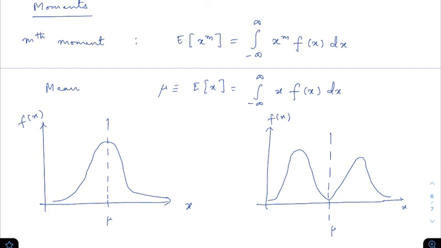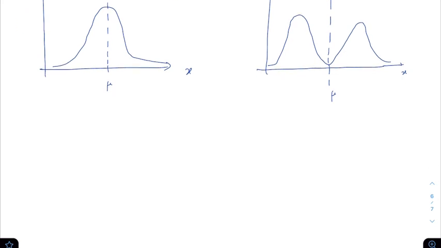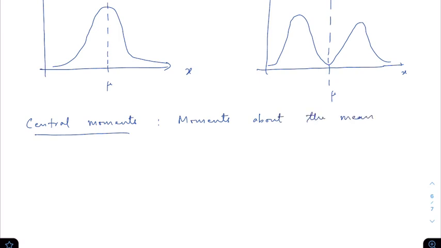Additionally, we can also define what are known as central moments, and these are moments about the mean. So the mth central moment is defined as the expectation value of x minus mu to the power m, which is computed using this integral. If the mean is finite, then the first central moment is clearly 0. In fact, if the probability distribution function is symmetric about the mean, then all odd central moments are 0.